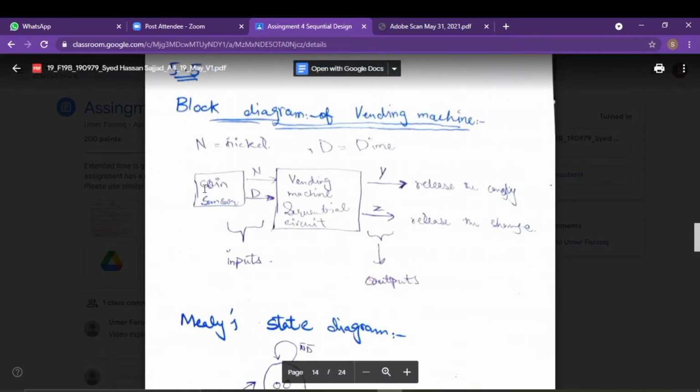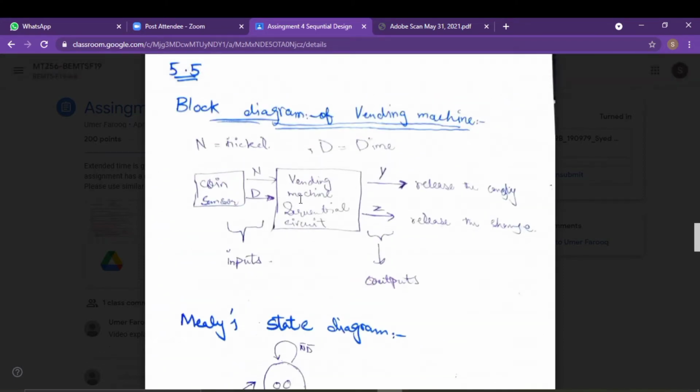So here you can see this will be the coin sensor and the vending machine sequential circuit, in which we insert the nickel and dime, and the change and the released candy or bubble gum will be the output of this machine.